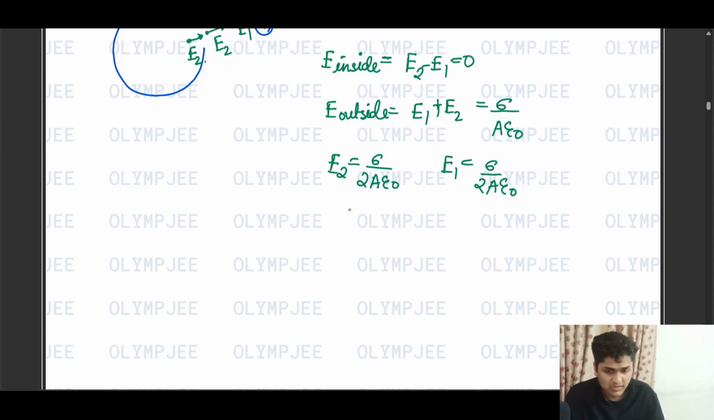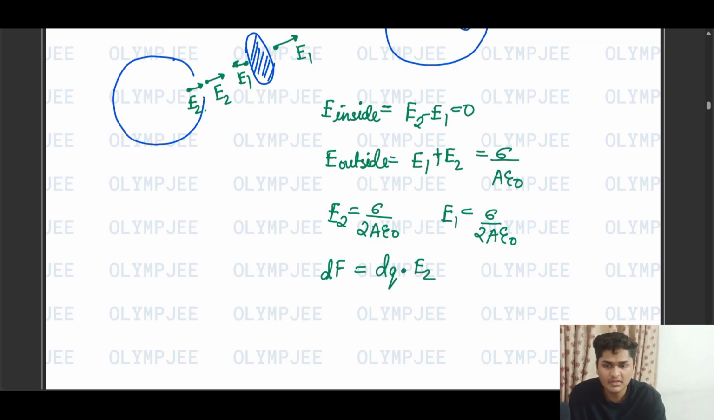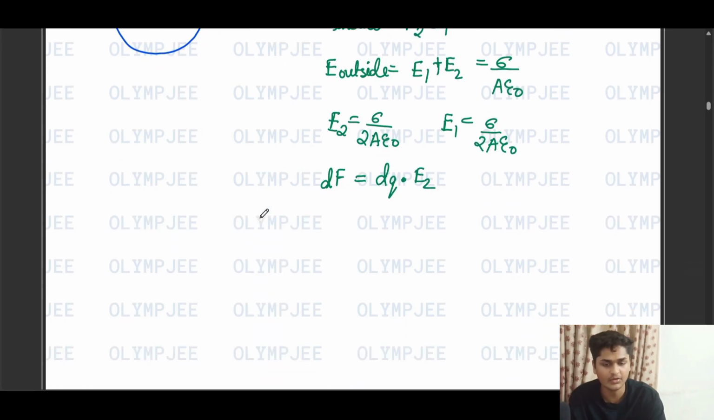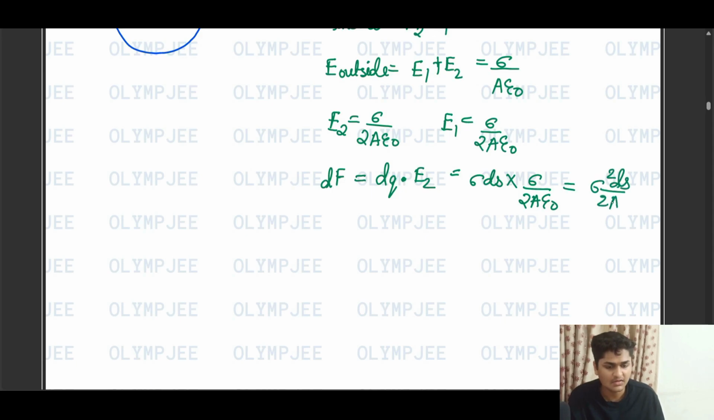So the force on ds would be equal to dq multiplied by E2, because E2 is the field which will be acting on this patch if this patch was removed. We also consider the field due to all the charges other than the charge on which the field is acting. So this will be equal to sigma ds multiplied by sigma by 2A epsilon naught. So this will become sigma square ds by 2A epsilon naught.